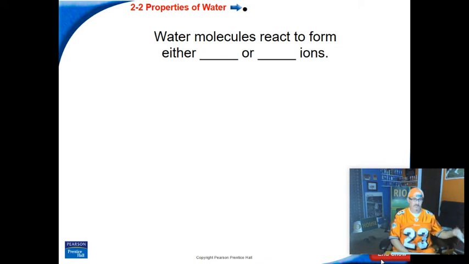Okay, whiteboard questions. I would like you to go try to look these up. Water molecules react to form either blank or blank ions. What are the names of those ions? And if you're not sure, you might want to take a look back at number 16. Not only should you know the names of those ions, but you should also know the chemical formulas and charges of those ions. Okay, so we're talking hydrogen ions, which are H+ ions, or hydroxide ions, which are OH- ions.